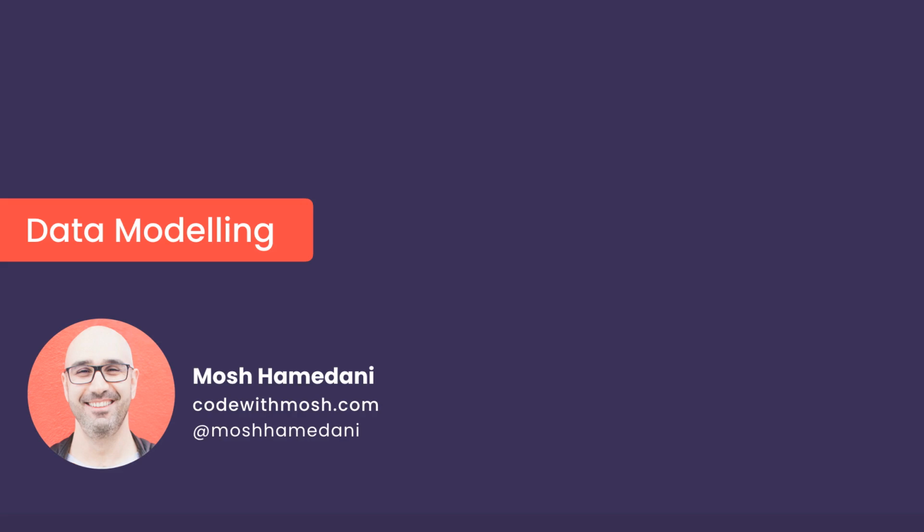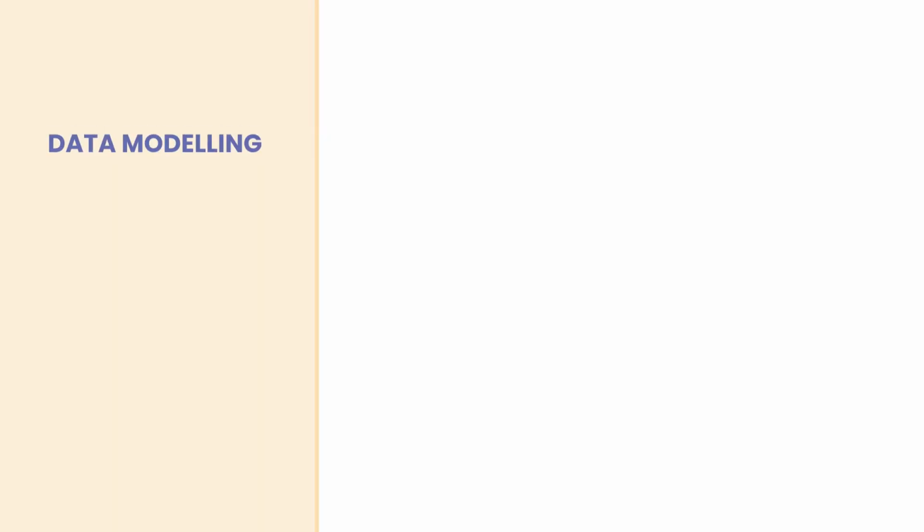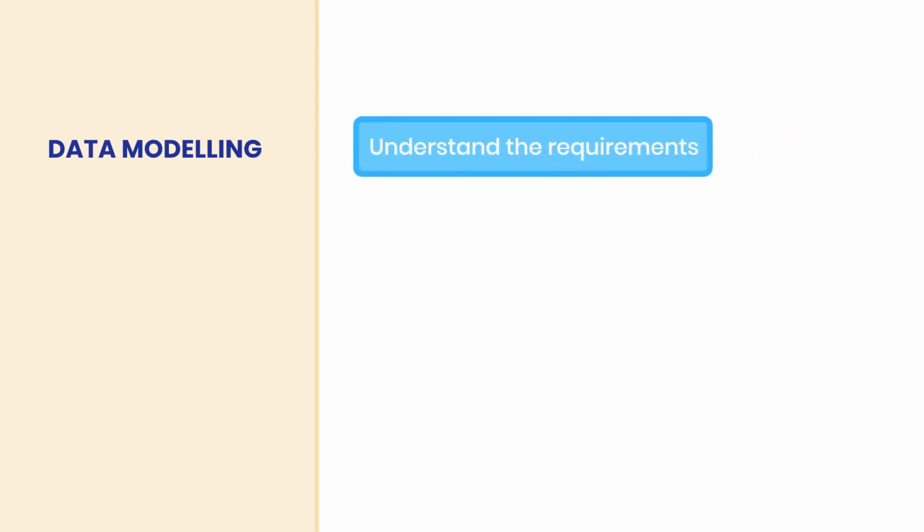In this lecture, we're going to talk about data modeling, which is the process of creating a model for the data that we want to store in a database. It involves 4 steps. The first step is to understand and analyze the business requirements.